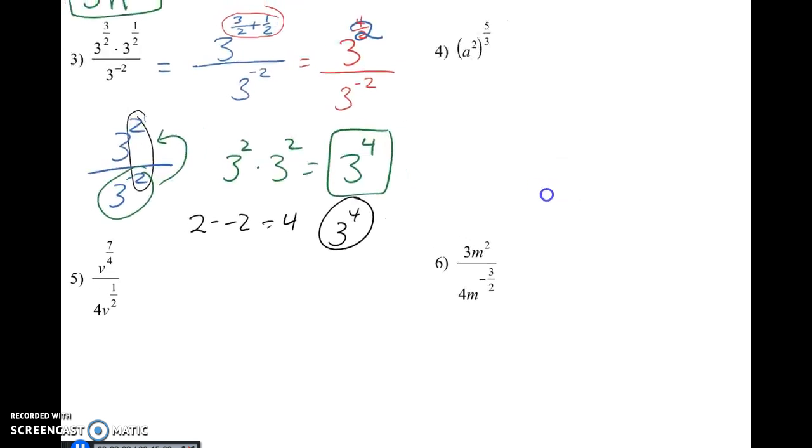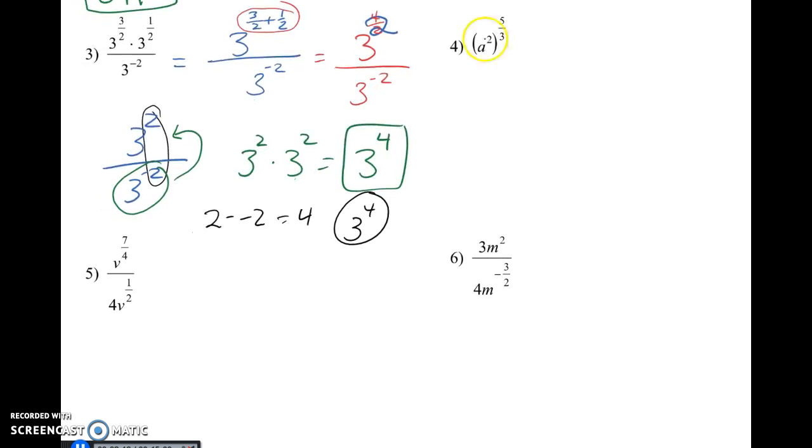For number 4, I'm going to think about this a little bit differently, because it's not like I have a squared times a to the power of 5/3, right? If it was that, I would add my exponents. But I no longer have that property. Instead, we have to think about this as a squared to the power of 5/3.